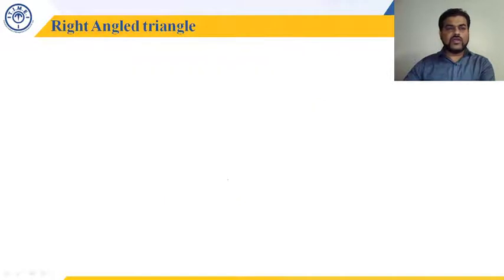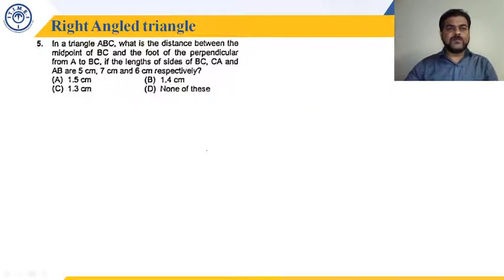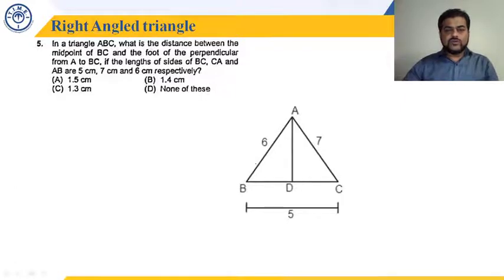Okay. Let's look at a question based on Pythagoras theorem. In a triangle ABC, what is the distance between the midpoint of BC and the foot of the perpendicular from A to BC, if the lengths of the sides BC, CA and AB are 5, 7 and 6 centimeters respectively? Okay. So let us first draw a diagram. Let's draw a triangle ABC. AB is 6, AC is 7, and this is D, the foot of the perpendicular drawn from A on BC. So AD is perpendicular to BC.